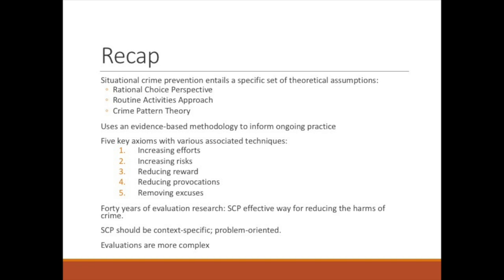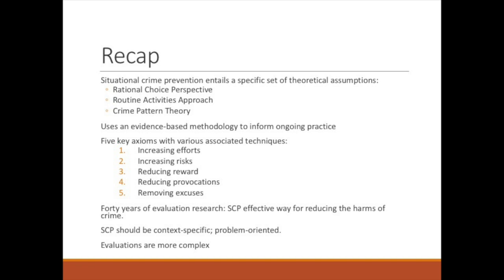So let's just do a bit of a recap on last week. Last week we talked about situational crime prevention. Now recall that situational crime prevention brings with it a set of particular theoretical assumptions. You have the rational choice perspective, the routine activities approach, and crime pattern theory. Now, remember that situational crime prevention uses an evidence-based methodology to inform ongoing practice. So, particular interventions will be evaluated and assessed, and that information will be disseminated to inform future practice. So, in that sense, it is continually updated.